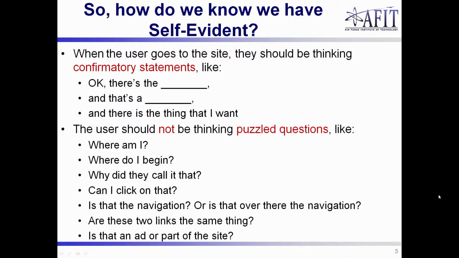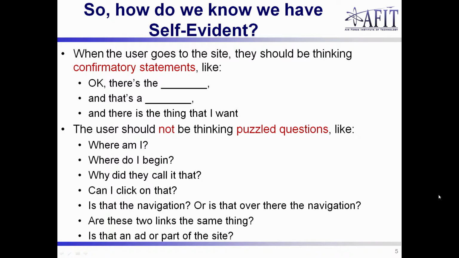And when they're going through, it's all confirmatory. I see this, and I see this, and I see this. What you don't want the user to think or to say aloud in their think aloud is puzzled questions, like, where am I? That's especially common if they get to the website from another page and it doesn't link them directly to the home page, right? So do they end up in the middle of your site? Do they know where they are, or do they feel lost?